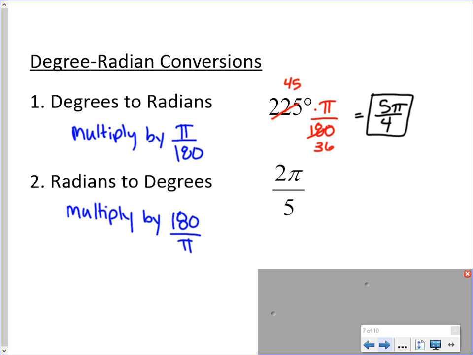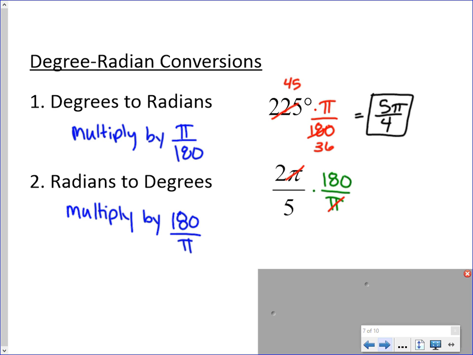And then vice versa, I got 2 pi over 5. I want to change it into degrees. Now multiply by 180 over pi. The nice thing about this one is if your radian was in terms of pi, what happens to the pi? They'll cancel out.